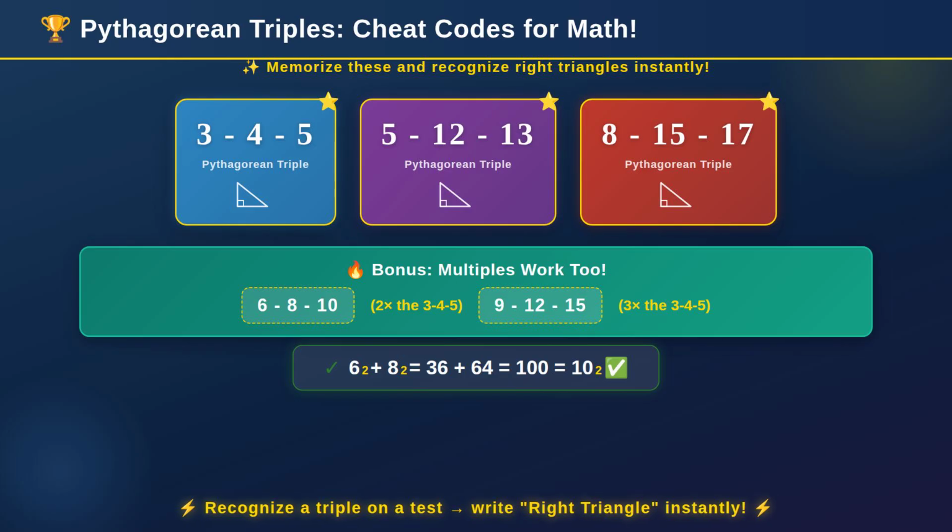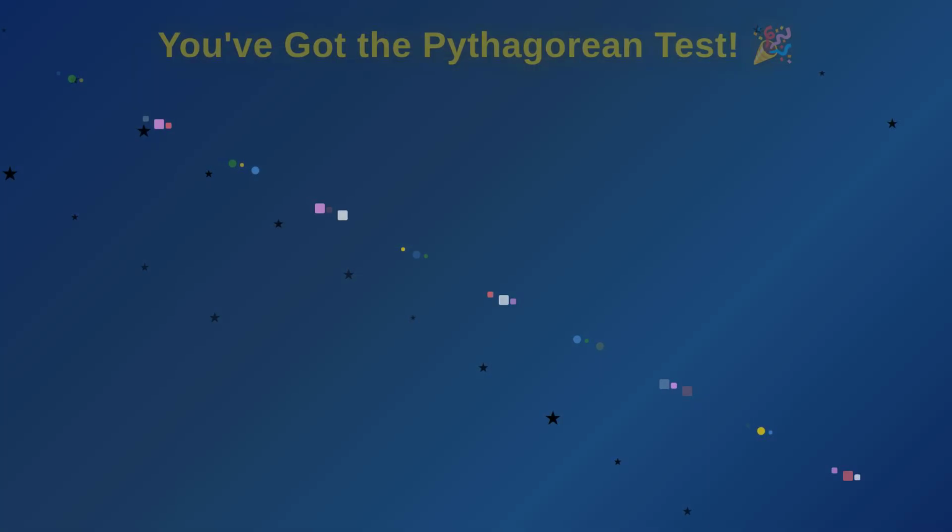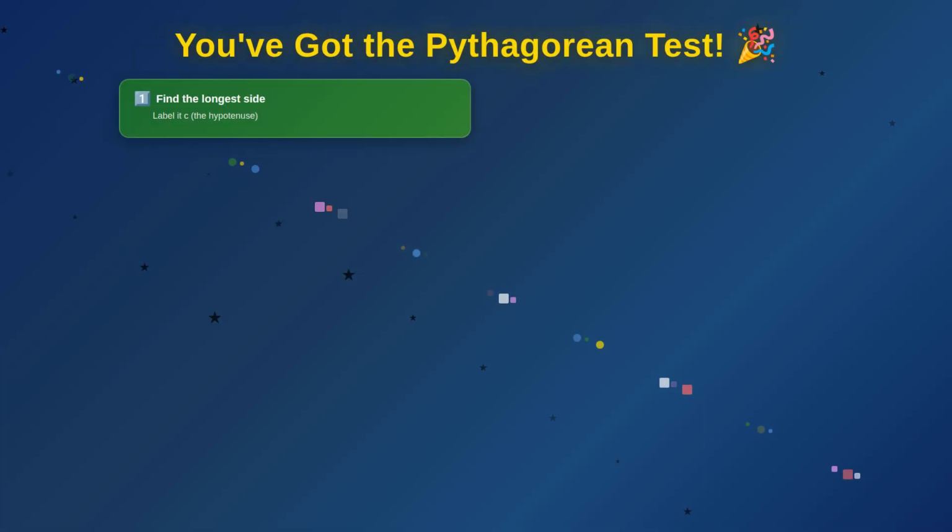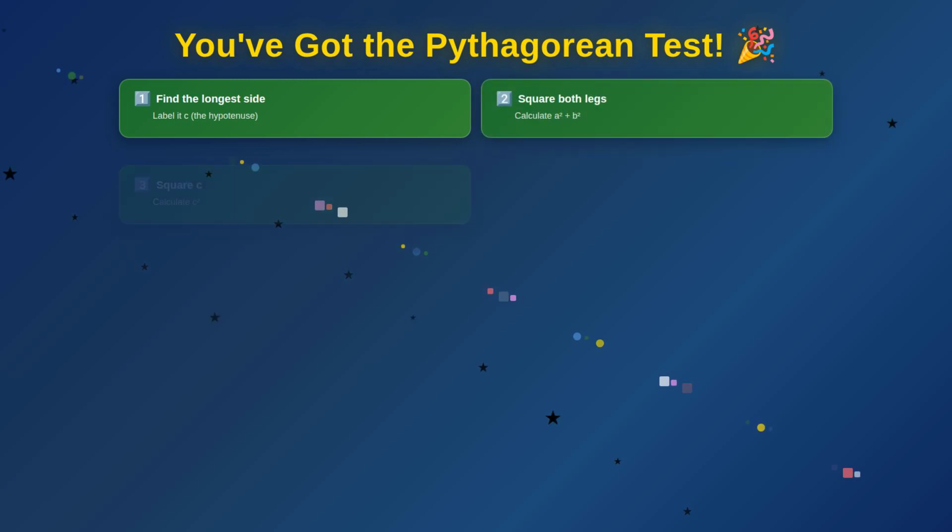Double the 3, 4, 5, and you get 6, 8, 10, also a right triangle. Triple it, 9, 12, 15, still a right triangle. If you recognize a triple on a test, you can skip all the calculation and just write right triangle. Talk about a superpower.